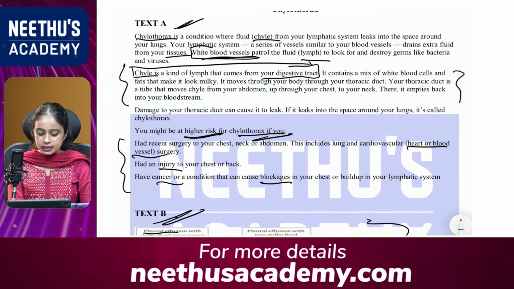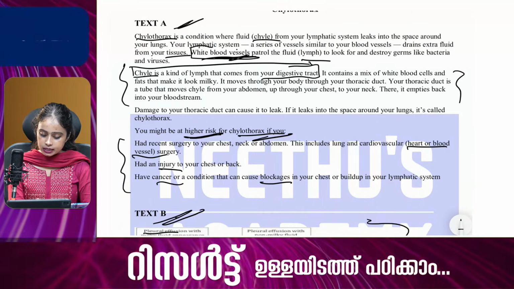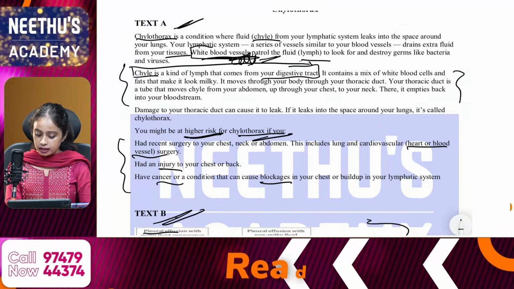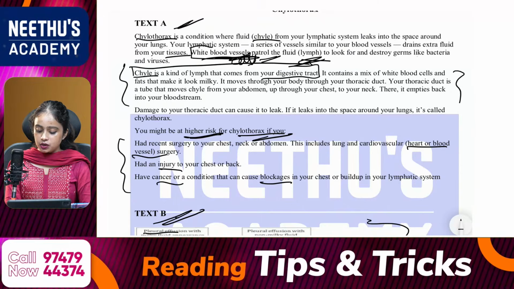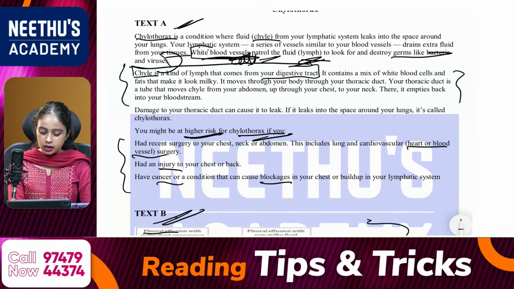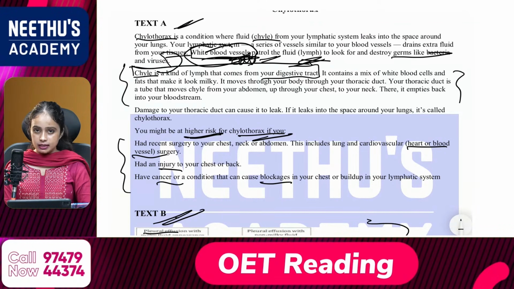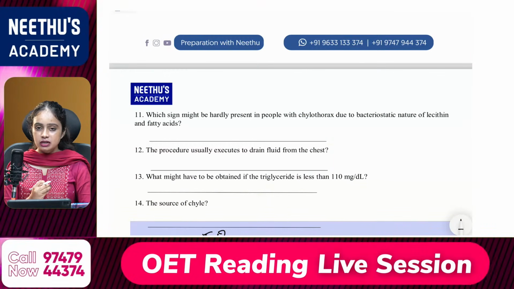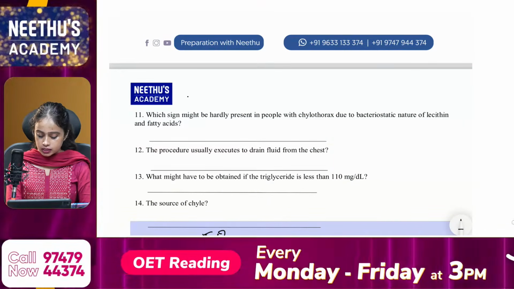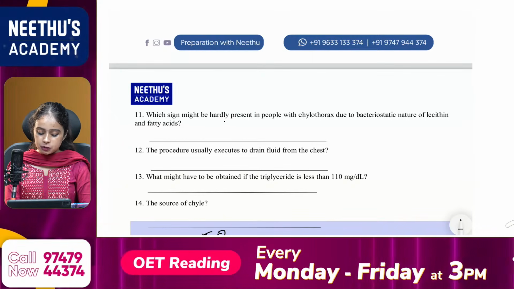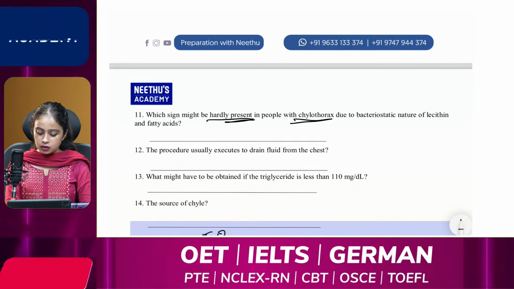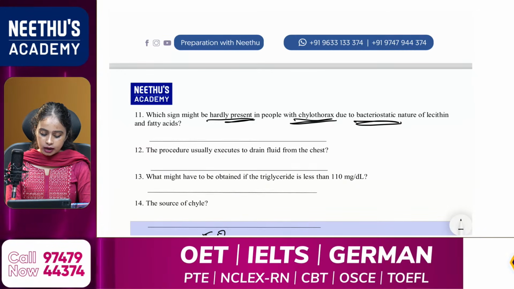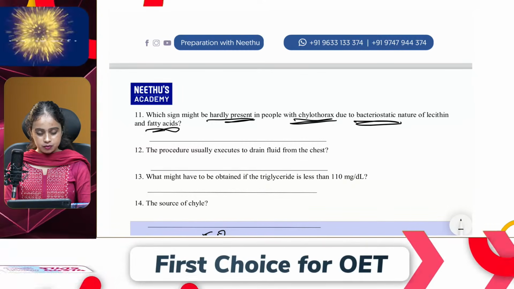The white blood cells, there is a mistake here, it's not vessels, it is cells. White blood cells patrol the fluid lymph to look for and destroy germs like bacteria and viruses. So the answer should be white blood cells. Then 11th one, which sign? We need a sign or a symptom. Which sign might be hardly present in people with chylothorax due to bacteriostatic nature of lecithin and fatty acids? So what is your answer?